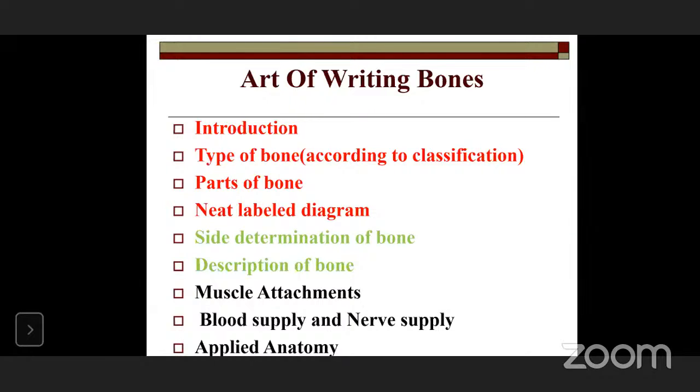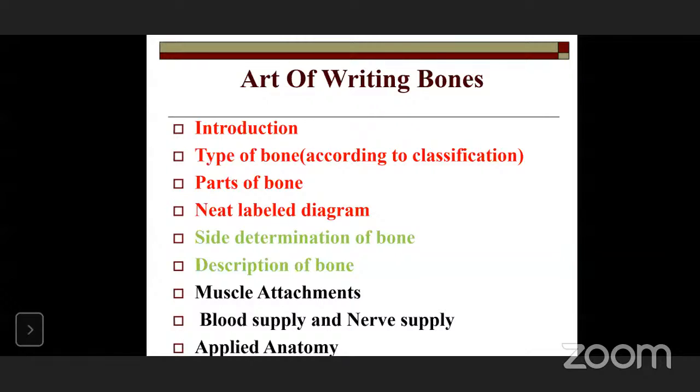Like this you have to explain. While explaining the parts, you have to add the muscle description also. Then comes the blood supply and the nerve supply, and the nearby artery, the nutrient artery, which will supply the bones actually. You have to write that.